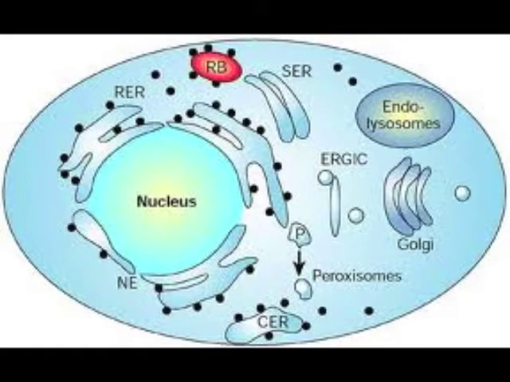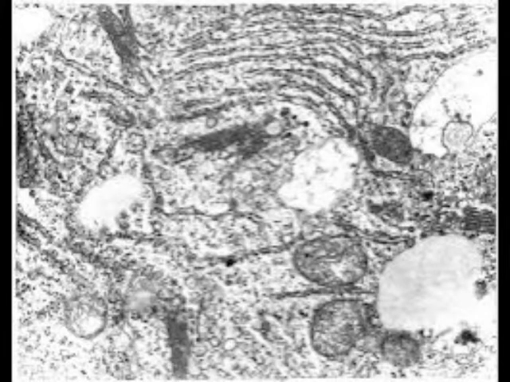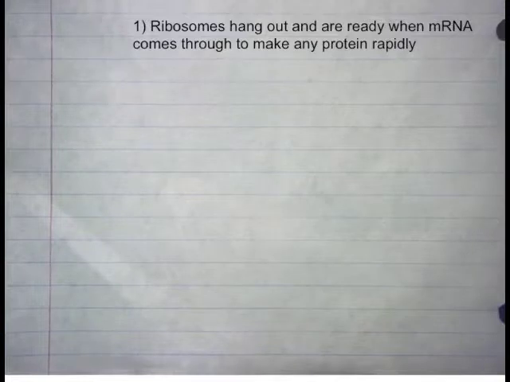Once again, notice how the rough ER is so close to the nucleus. I mean, imagine it. The mRNA doesn't have to go throughout the cell. It simply has to leave the nucleus and it will immediately be translated. Ribosomes hang out there and are ready when mRNA comes through to make any protein rapidly.